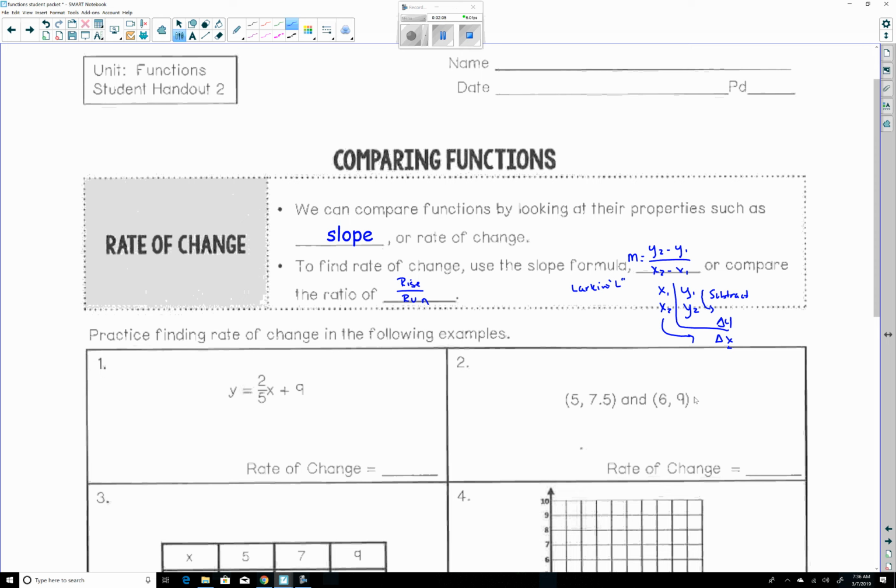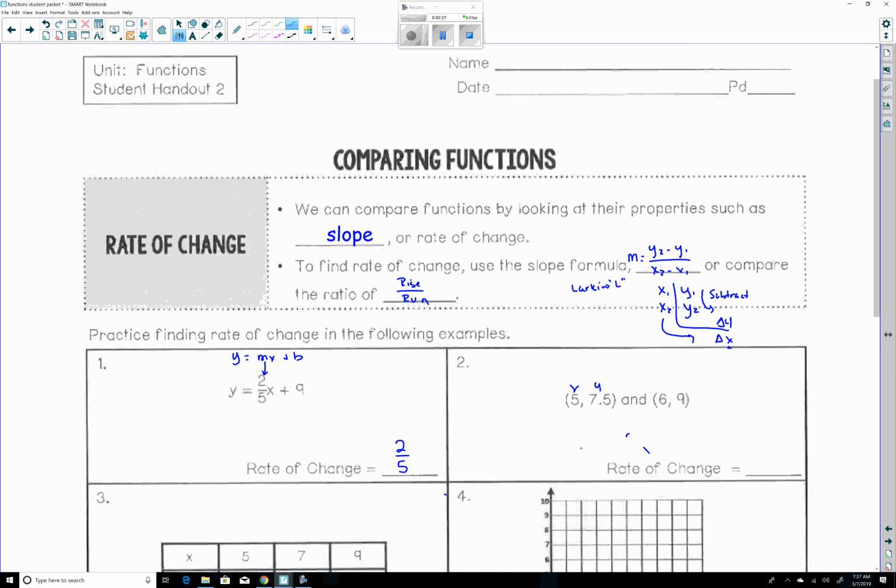So looking at the equation, and remember this is in slope-intercept form, so y equals mx plus b. When you're identifying the slope, you're just picking out what is in the m spot. So our rate of change, our slope on this one, is 2/5. Okay. Number 2, we've got 2 points.